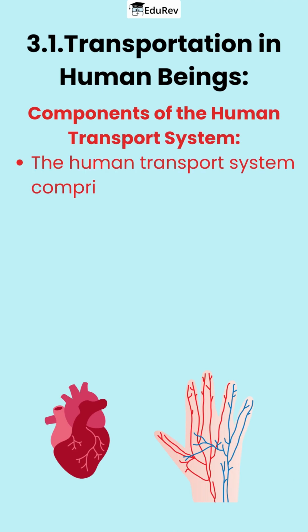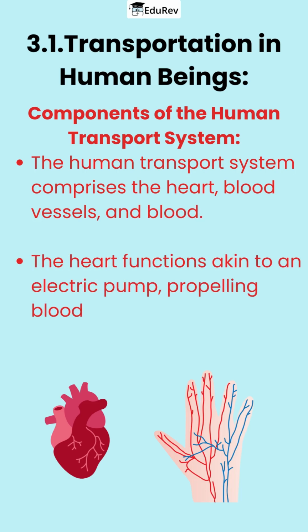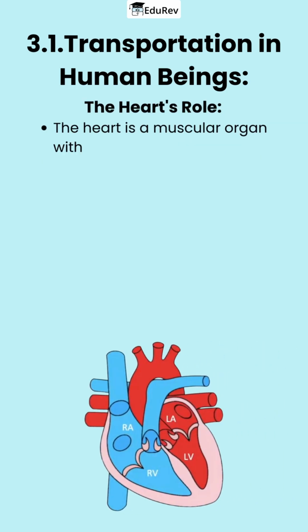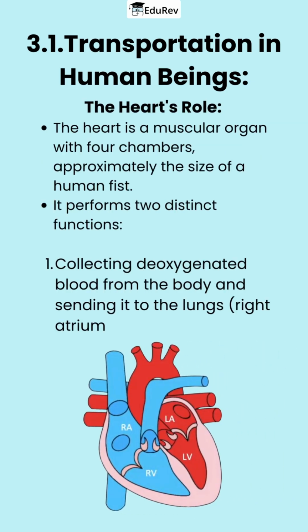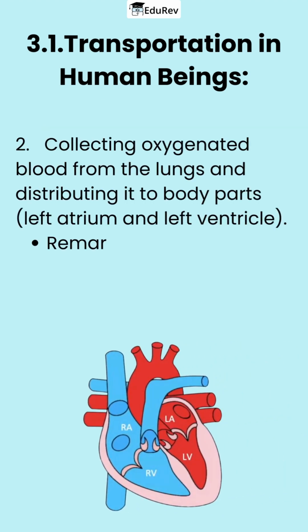The human transport system comprises the heart, blood vessels, and blood. The heart functions akin to an electric pump, propelling blood through the blood vessels, much like water through pipes. The heart's role. The heart is a muscular organ with 4 chambers, approximately the size of a human fist.